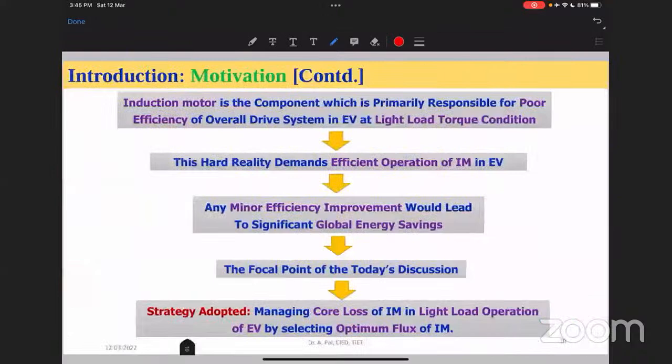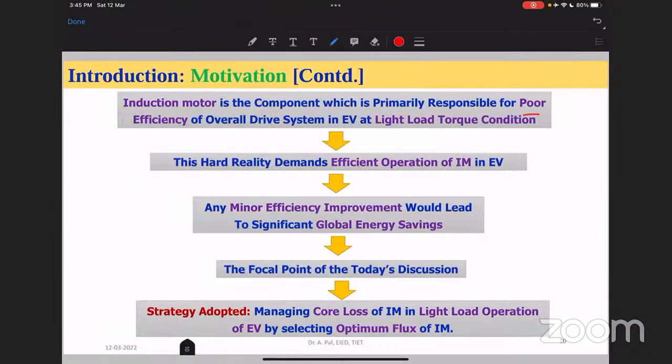So basically, the induction motor is the primary component in a drive system that provides poor efficiency of the overall drive at light load conditions. And this hard reality actually demands efficiency management control or efficiency optimized control. So basically here we add some technique so that we can minimize the losses and maximize the efficiency.